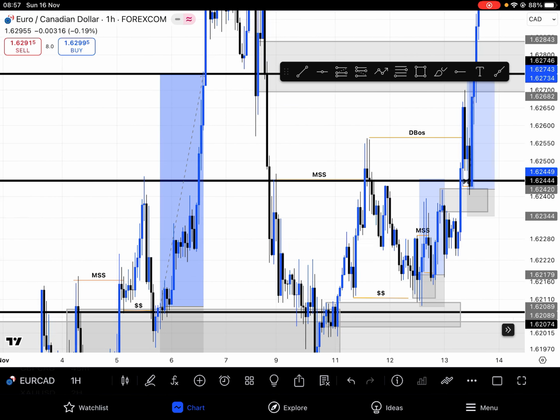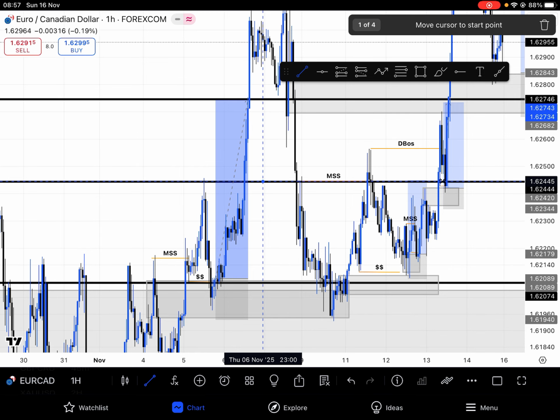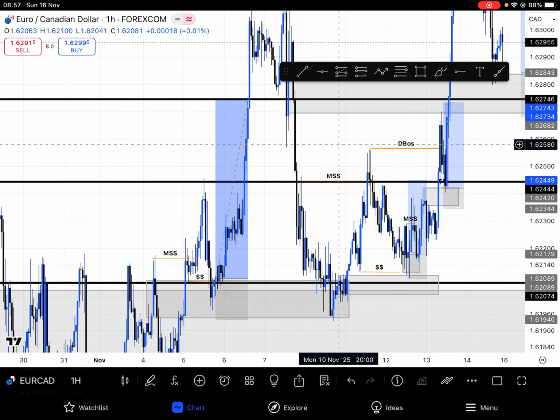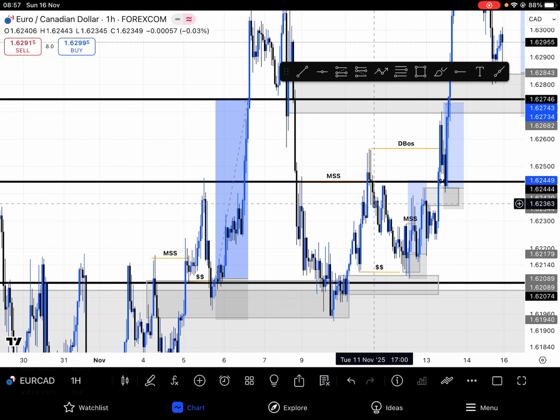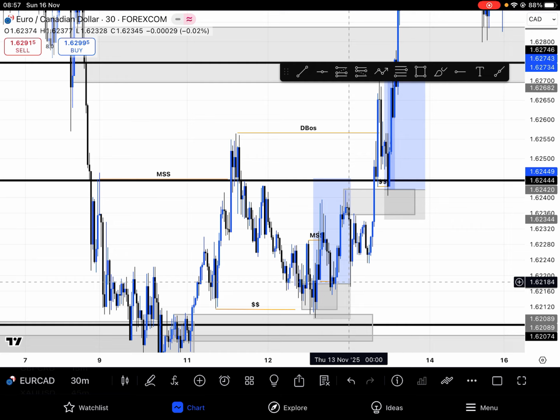That's just the last 2 weeks. So when price came down there, it did a market structure shift. Let's go on the 30 minutes. There's a structure shift here.